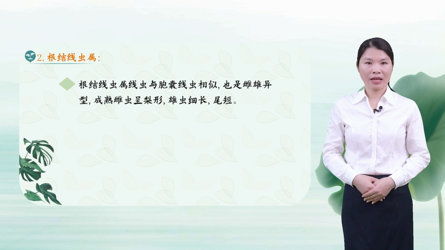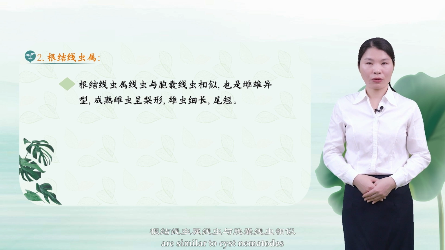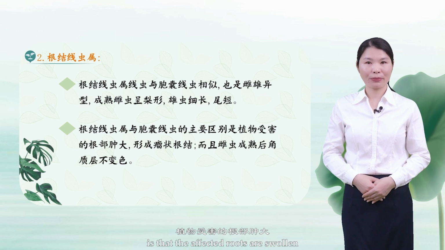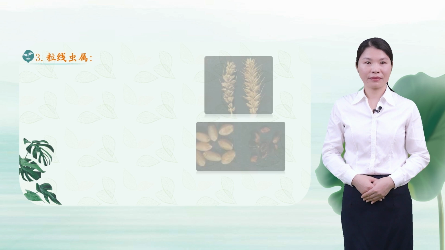2. Root knot nematodes are similar to cyst nematodes and are also heterozygous. Mature females are pear-shaped. Males are long and slender with short tails. The main difference between root knot nematodes and cyst nematodes is that the affected roots are swollen and form tuberculate root nodes, and the cuticle of the female does not change color after maturation.